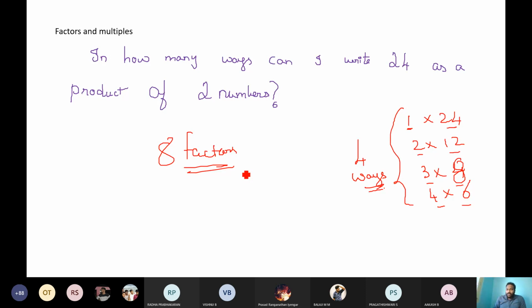Clear? Now, if I give you a number, can you tell me the number of ways in which you can write the number as a product of two numbers? Can you do it? Yes or no?